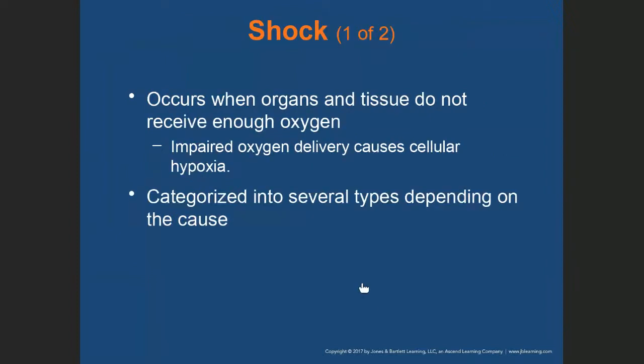Now, shock or low perfusion occurs when organs and tissue do not receive enough oxygen. Impaired oxygen delivery causes cellular hypoxia. Hypoxia is low oxygen. It is categorized into several types depending on the cause. So you have various types of shock, which we will go into in more detail when we cover that specific chapter.